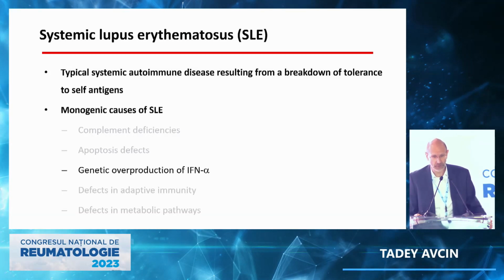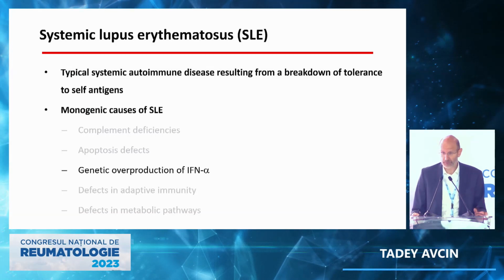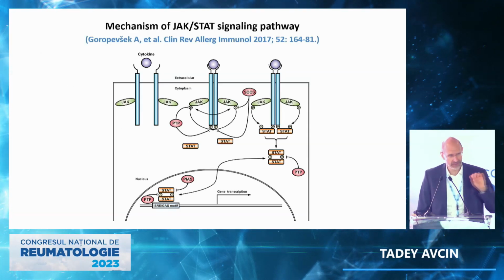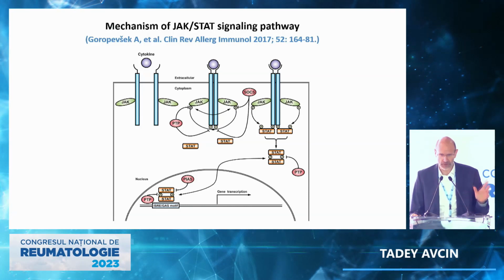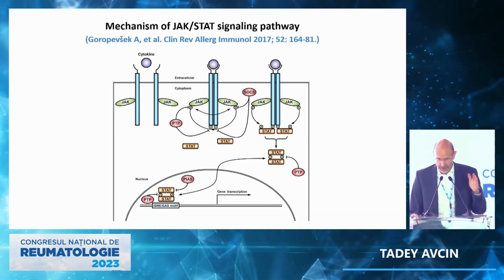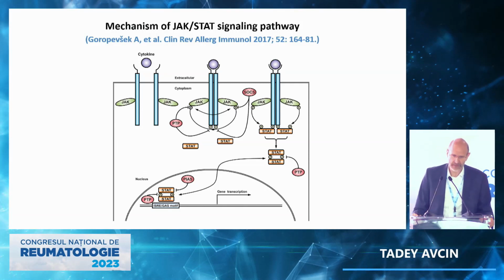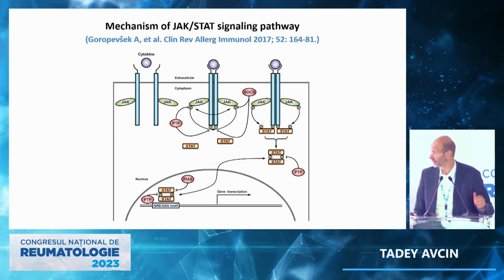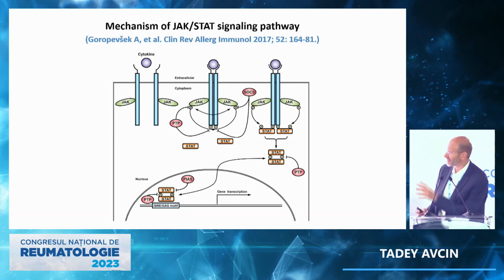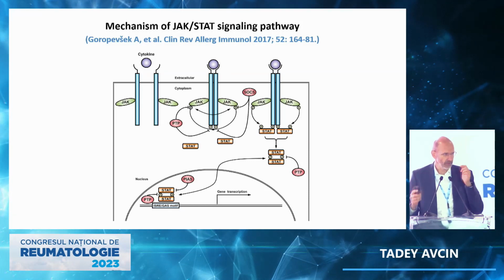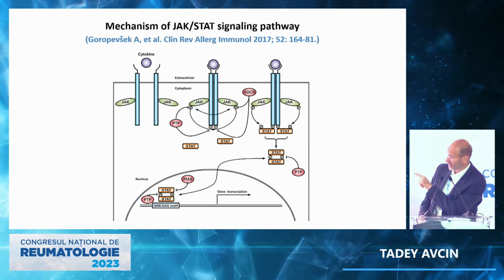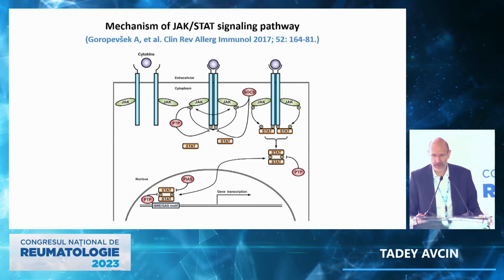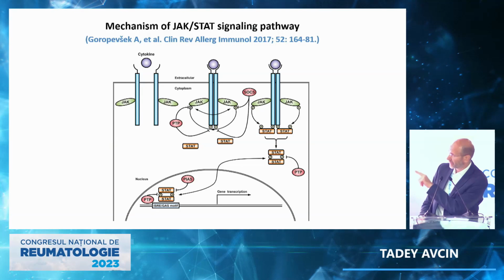Next, I would like to move to the large group of diseases associated with genetic overproduction of interferon alpha. Interferon alpha can also be influenced by other monogenic defects, but I would like to deep dive into these monogenic interferonopathies. A few years ago, with colleague Aleš Goropevšek, an excellent flow cytometrist from our lab, we prepared this cartoon on the JAK-STAT signaling pathway. After binding of cytokine, you have dimerization of the receptor, docking of STAT molecules, phosphorylation, and moving to the nucleus.